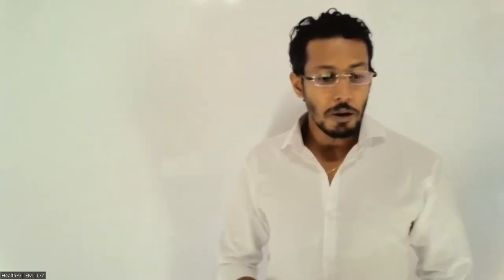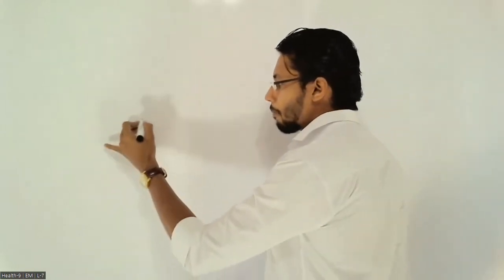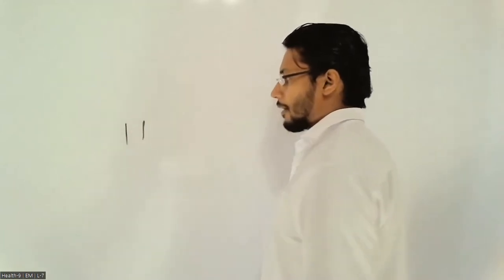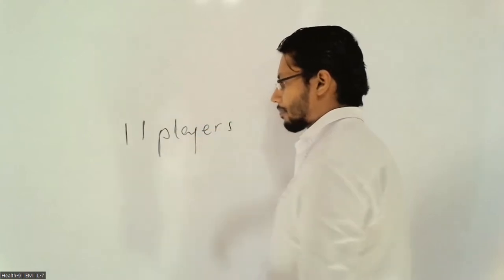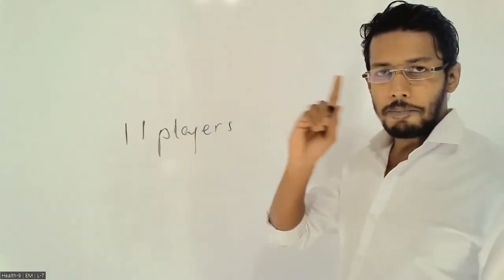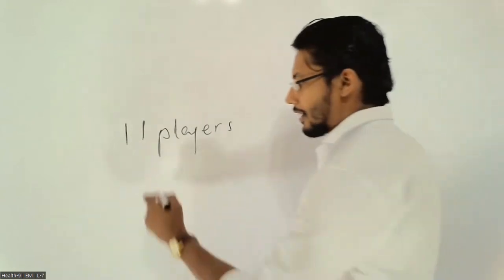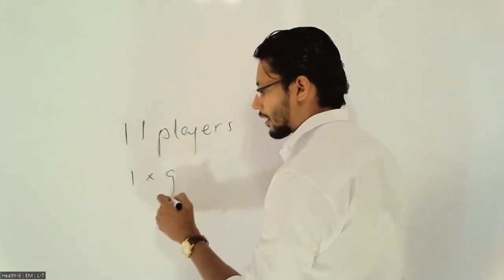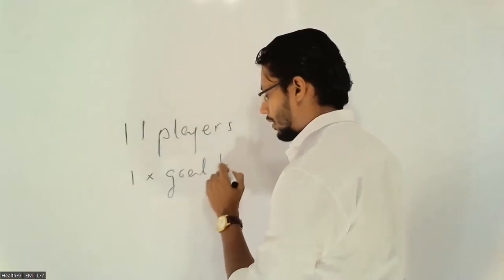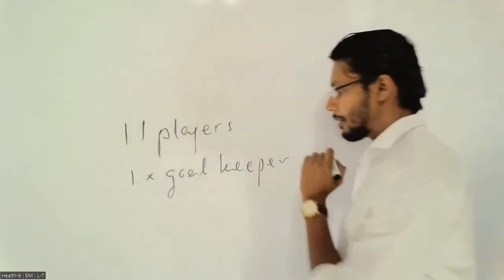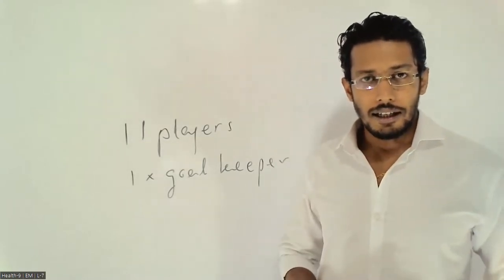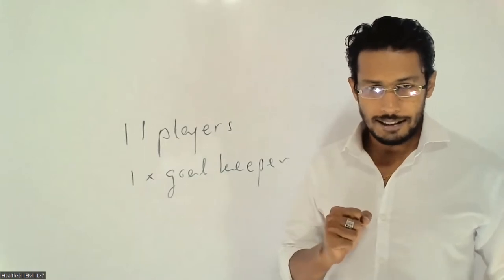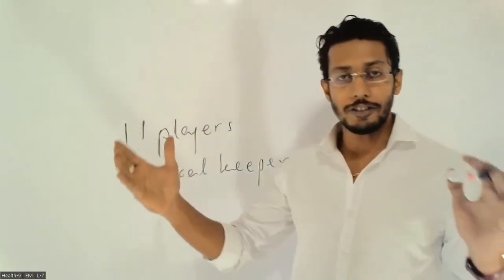And for a football team, it includes 11 players altogether, right? And out of these 11 players, one player will be appointed as the goalkeeper. One goalkeeper. So altogether, there are 11 players in the field for a team to play this game.